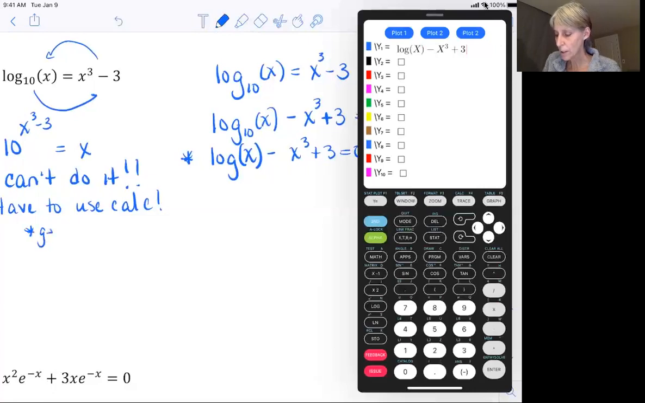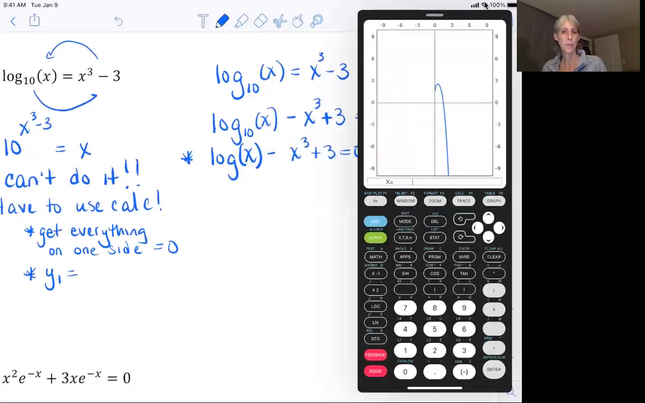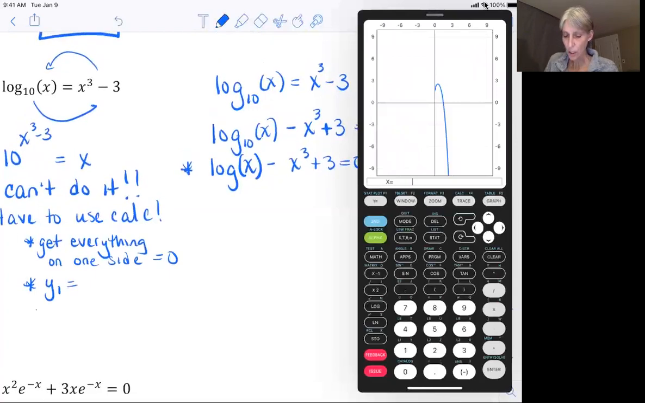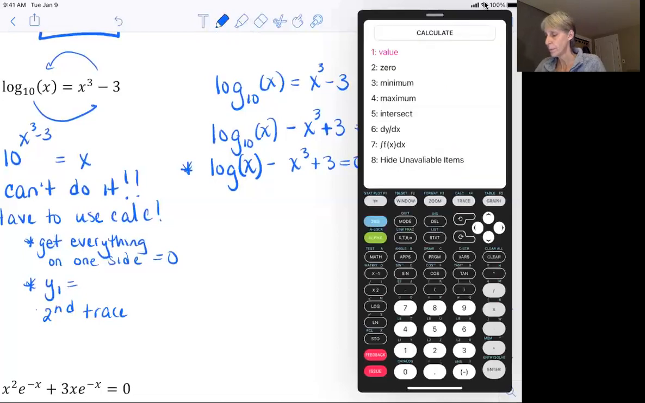So we get everything to one side. Right, it's equal to 0. Then we put our equation in y1. Now we're going to hit the graph. And I'm going to use my second trace feature. So I'm going to second trace. And I want to find the 0. That's what I'm looking for. I'm looking for where it crosses the x-axis.